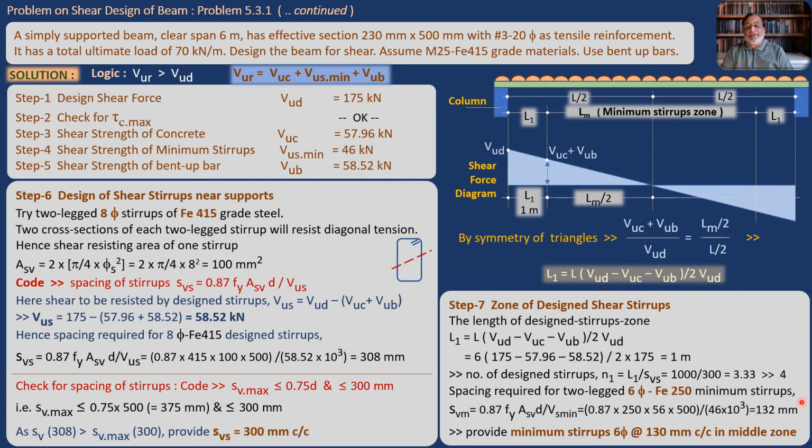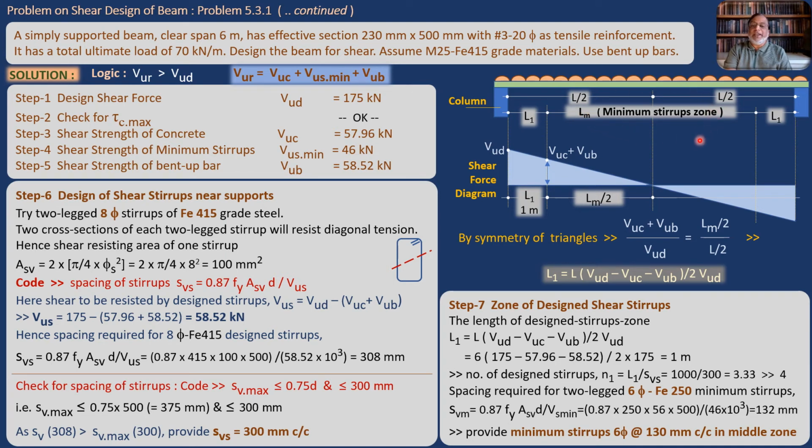This gives us 3.33. It is obvious that it is not possible to provide 3.33 stirrups, so we will round it off to 4. It means you have to provide 4 equidistant stirrups in this zone. That is easy on the site: instead of telling the spacing on the site, you may say it is 4 stirrups. So the conclusion is that 4 design stirrups will be provided in this zone. Now in the middle zone, you will be satisfied with the minimum stirrups.